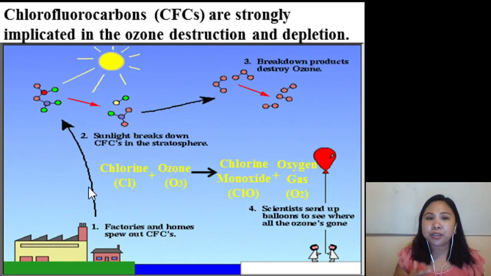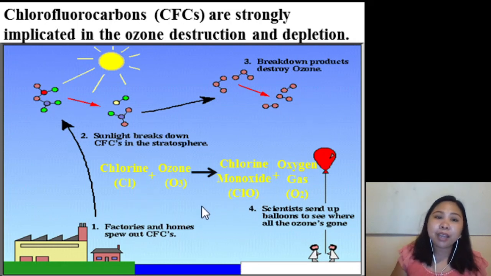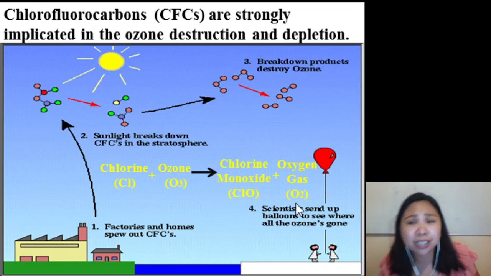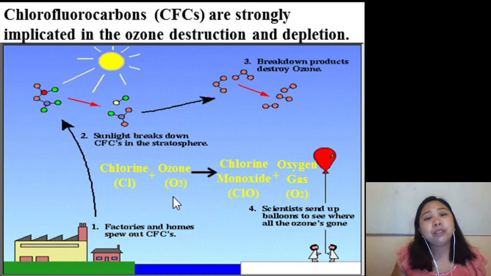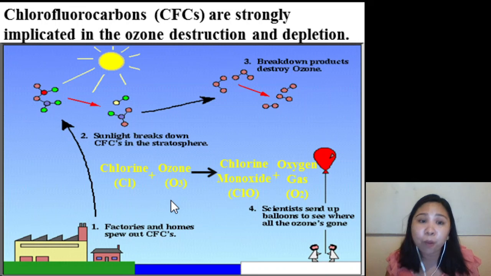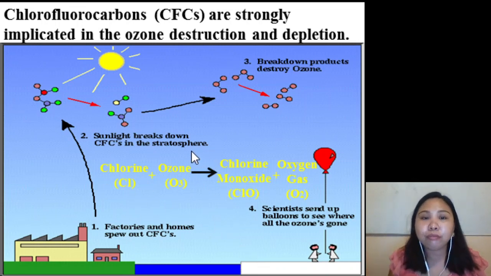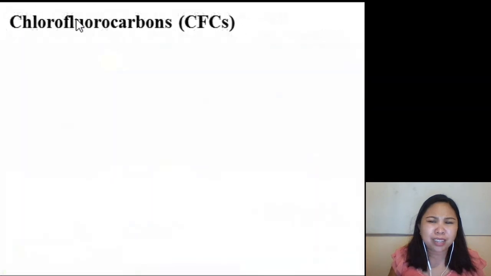yung concentration ng chlorofluorocarbon. So, ito po yung chemical reaction na nangyayari. Dadami ang chlorine monoxide, this is a pollutant, okay? Dadami din yung oxygen gas available sa atmosphere, pero yung amount of ozone, kaya siya sinabing ozone depletion, nababawasan, nadideplete because of the chemical reaction happening in our atmosphere. Ano po? So, sana naintindihan nyo to.